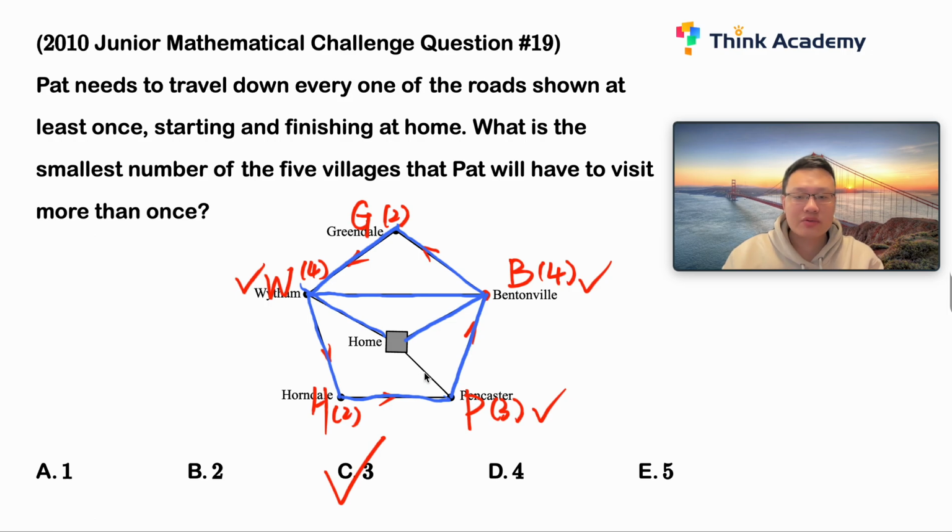But you see this road has not been traveled, so you have to go to P as well. So as for P, also more than one time, and then you go back home using the same road. So that's one of the ways. Of course, you have some other ways, but you will see that no matter how you travel it, how you choose the road, B, W, and P will be traveled by more than once.